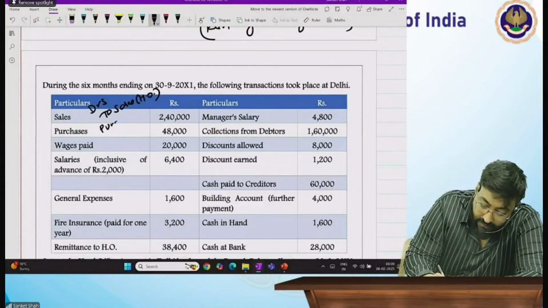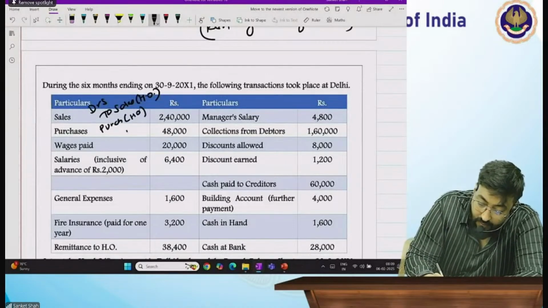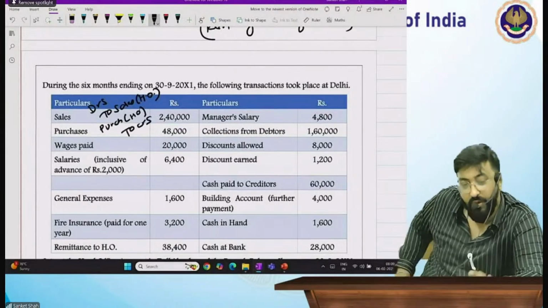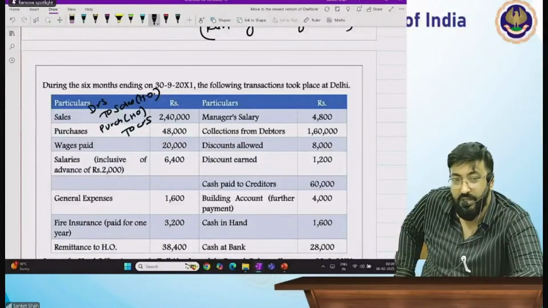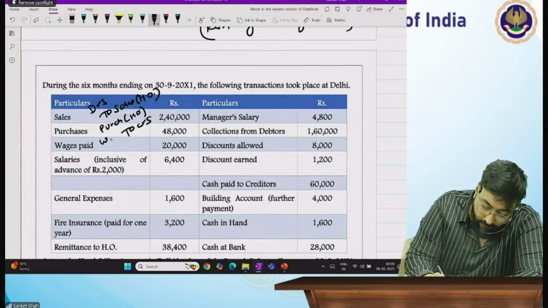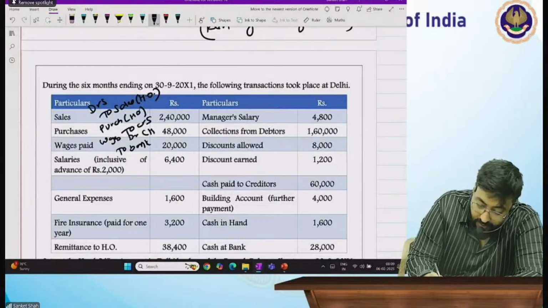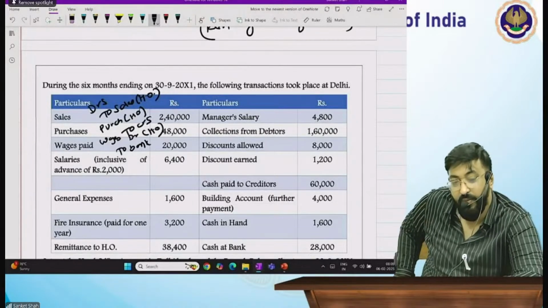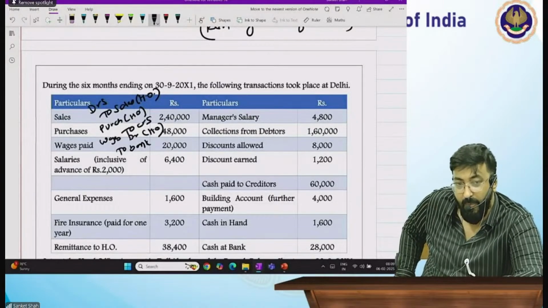And creditors by purchases, who will maintain? Head office for purchases and creditors by branch. Correct. Wages paid. Wages account debit to bank. Wages to head office and bank to branch. Wages will be transferred to head office. Correct?